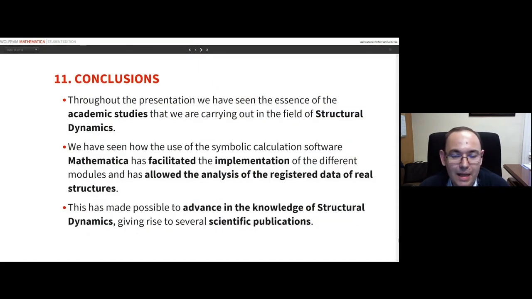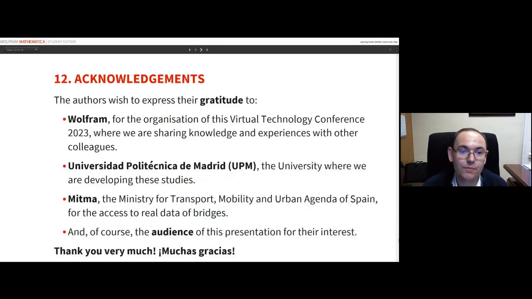Okay, so as conclusion, throughout the presentation, we have seen the sense of the academic studies that we are carrying out in the field of structural dynamics. We have seen how the use of the symbolic calculation software Mathematica has facilitated the implementation of the different modules and has allowed the analysis of the registered data of real structures. And this made it possible to advance the knowledge of structural dynamics, giving rise to several scientific publications.